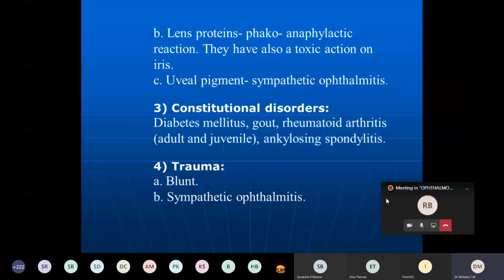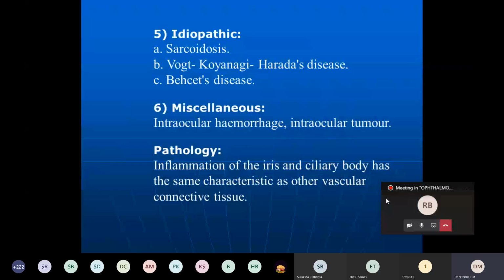If the patient has some other illness also, if the metabolic status is not good, they are more prone to severe types of uveitis. If constitutional diseases are there like diabetes, gout, rheumatoid arthritis, ankylosing spondylitis, they are more prone to uveitis. Even trauma like blunt injury makes them more prone to uveitis. Idiopathic causes include sarcoidosis, Vogt-Koyanagi-Harada disease, Behçet's disease. Miscellaneous causes can be intraocular hemorrhage, intraocular tumor. The pathology here is that inflammation of the iris and ciliary body has the same characteristics as other vascular connective tissue. That is the cause for your uveitis.